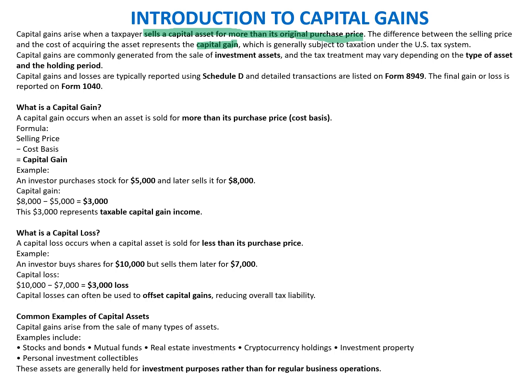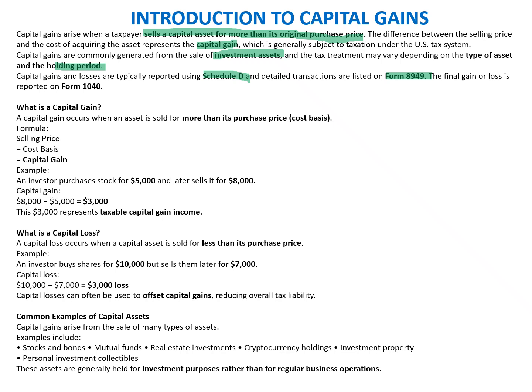Capital gains are commonly generated from the sale of investment assets, and the tax treatment may vary depending on the type of the assets and the holding period. Capital gains and losses are typically reported using Schedule D, and detailed transactions are listed in Form 8949. The final gain or loss is reported on Form 1040.